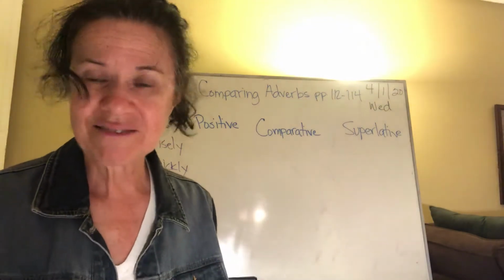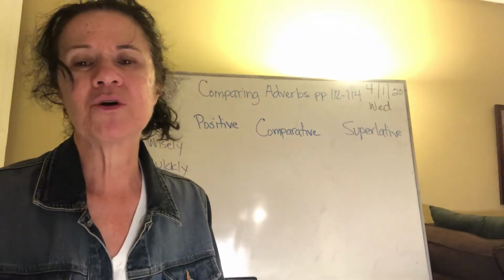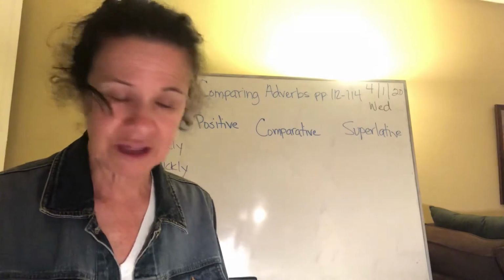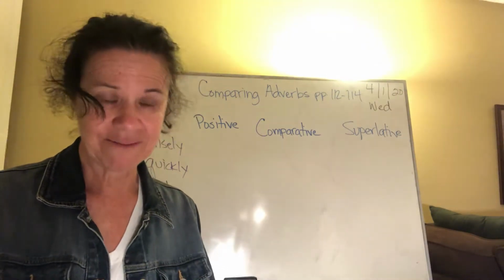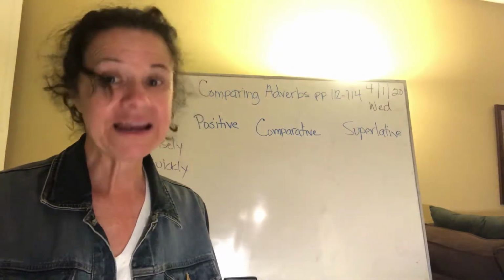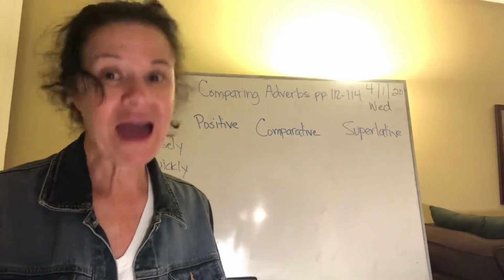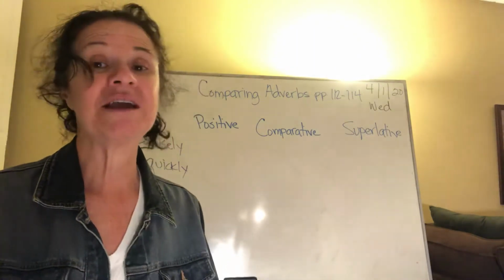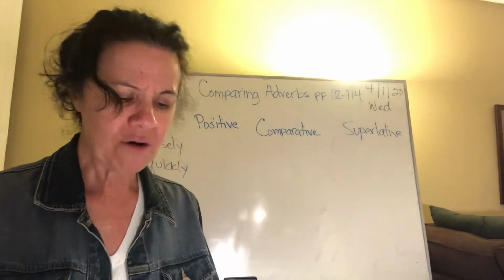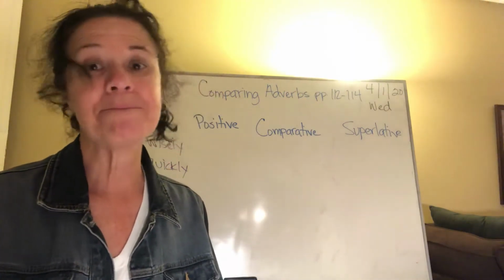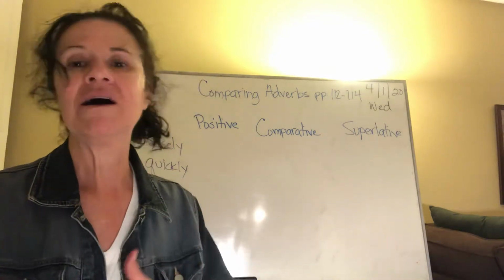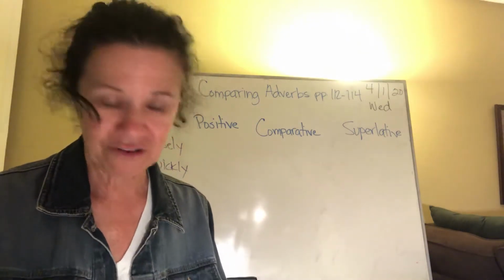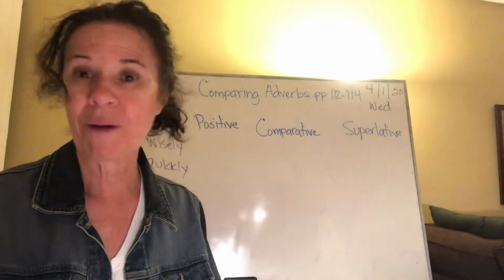So in a sentence, maybe let's talk about your math test you took last week. You could say, I did well on my math test. For comparative, I did better on math test number 12 than I did on number 11. Or for superlative, I did my best math test last Friday, meaning comparing all of the math tests you've taken. Okay, so that's with the positive well.